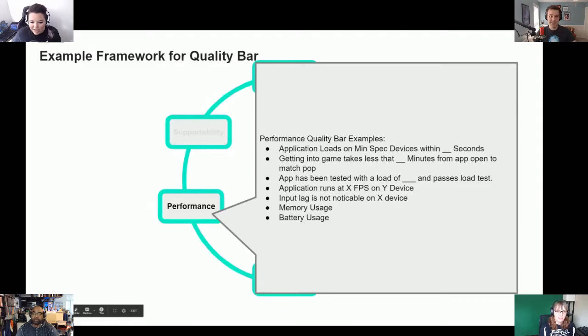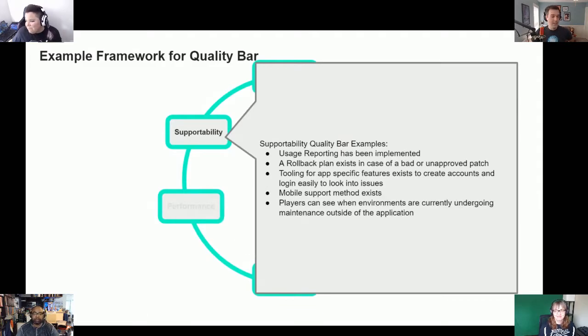We've got one left. Let's finish this circle. Circle of flurps. Supportability. This one's hard because this one is once you're live, usually. This one is when the problems happen, usually. This is kind of abstract. So here are some ideas.